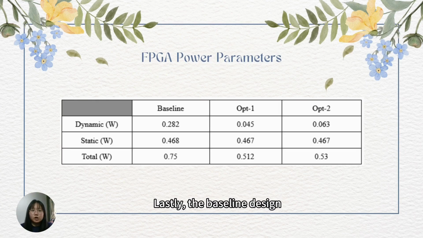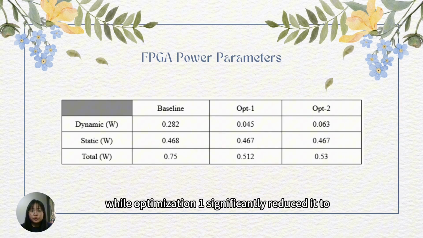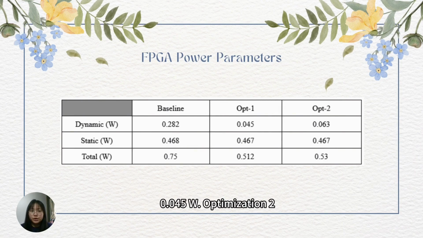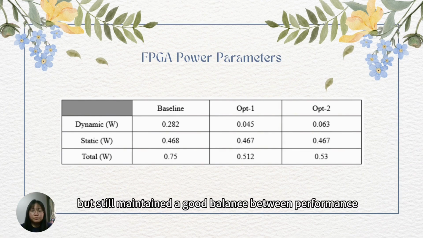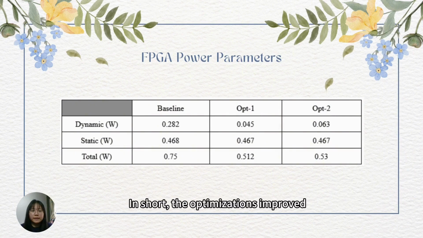Lastly, the baseline design consumed the most power at 0.282 watts, while optimization 1 significantly reduced it to 0.045 watts. Optimization 2 used slightly more at 0.063 watts, but still maintained a good balance between performance and power efficiency. In short, the optimizations improved the FFT design by reducing power and hardware usage in optimization 1, while optimization 2 achieved faster performance with efficient resource and timing improvement.